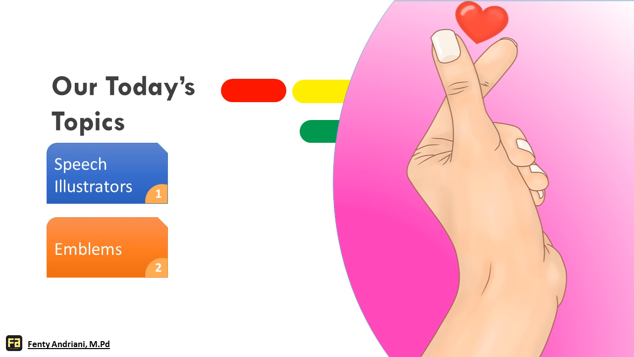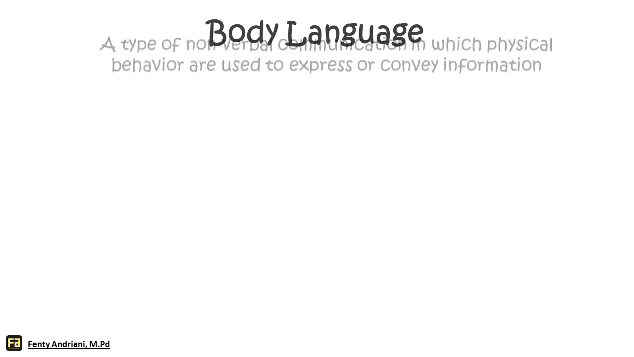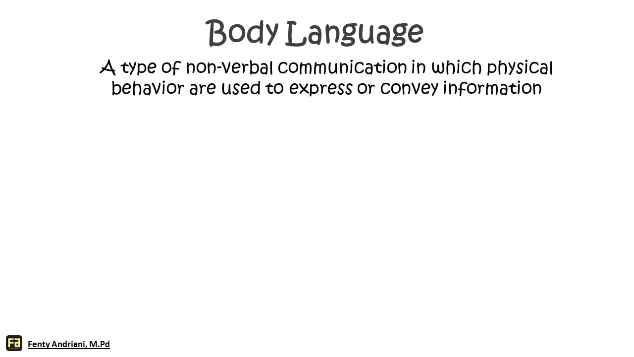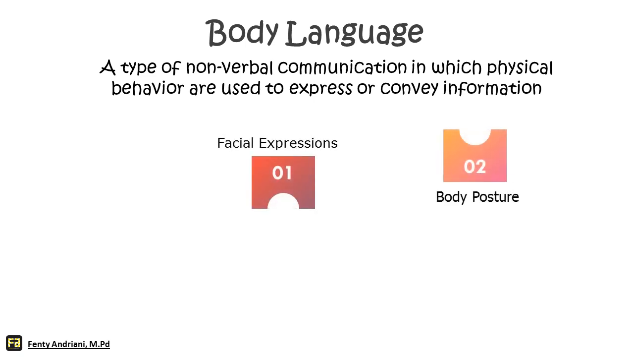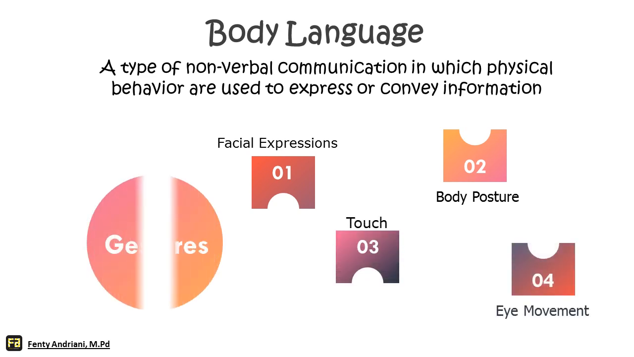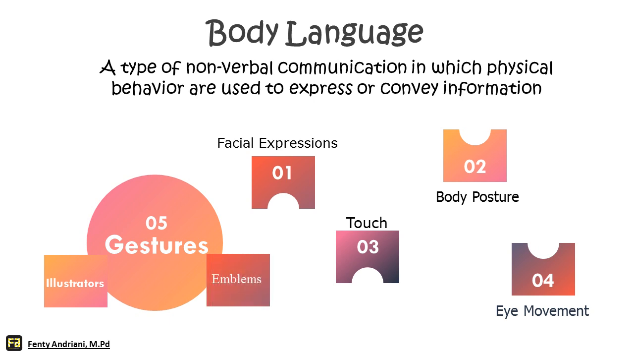First of all, let's discuss body language. Body language is a type of nonverbal communication in which physical behavior is used to express or convey information. Such behavior includes facial expressions, body posture, touch, eye movement, and gestures. Again, gestures fall into two categories: illustrators and emblems, which are going to be our main interest in this video.